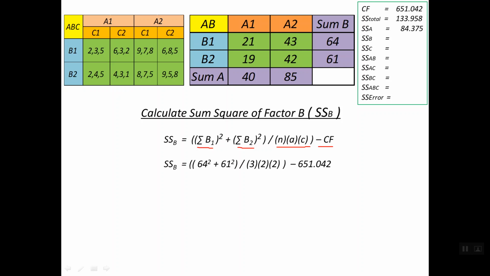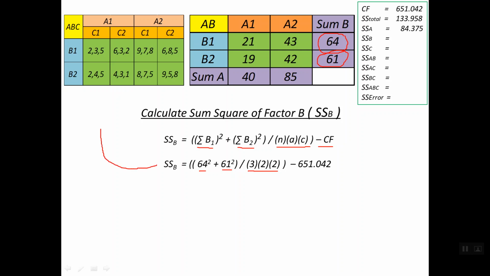Regarding the summation of B1, here in this table we have the sum of B1, and here we have the sum of B2. So this is B1 squared, and this is 61 squared. And for the number of observations, it is simply the number inside B1 or B2.